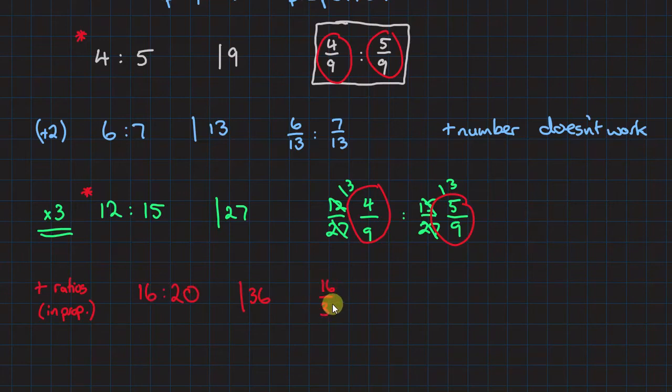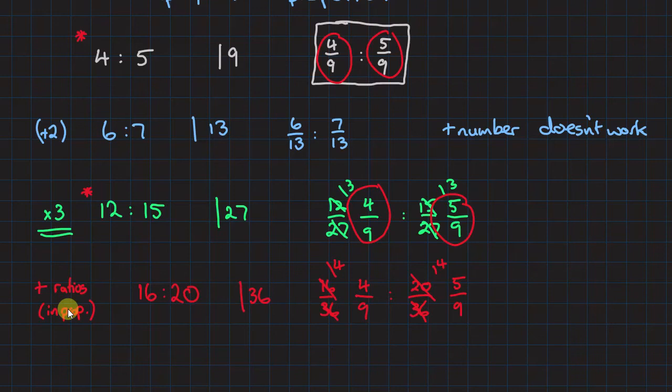16 over 36 and 20 over 36. What numbers go into both of them? Well, I know both of these will divide by 4, so let's divide it by 4. And that gives me 4, and 4 times 9 is 36. Look at these two, both of these numbers will divide by 4. Strange, same number again. And that gives me 5. And 4 into 36 is 9. So this adding of two ratios, if they are in proportion, works.